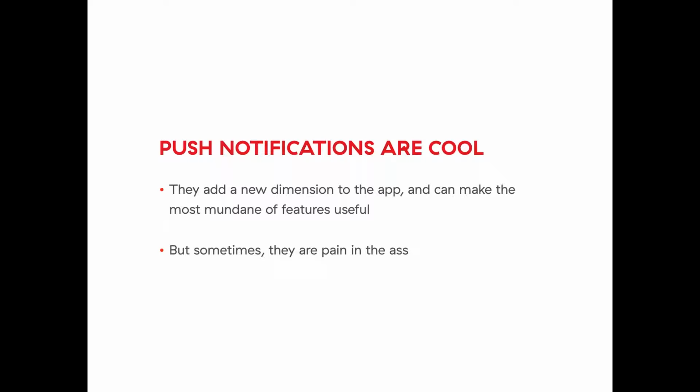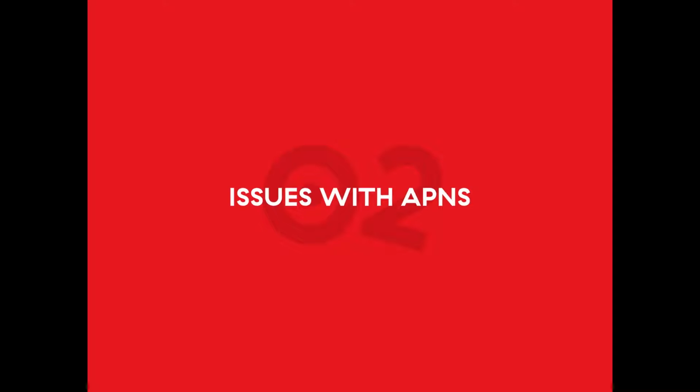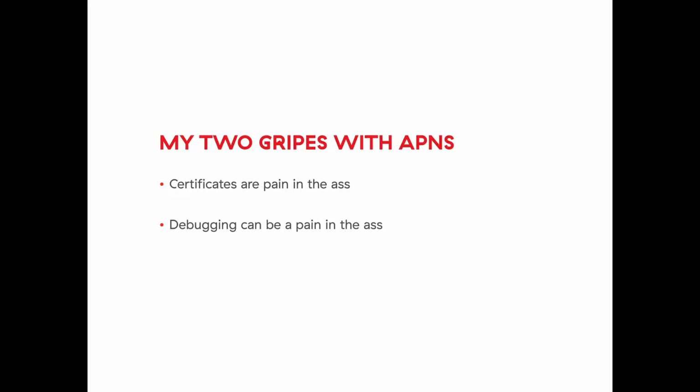However, with how they used to be set up, they're quite a pain to set up and sometimes to work with. Regarding issues with APNS, I have two major gripes. First, the certificates are a pain to handle, especially for non-experienced iOS developers, and especially for API developers who have never seen anything regarding mobile development. And my second gripe is that debugging push notifications is also a pain.